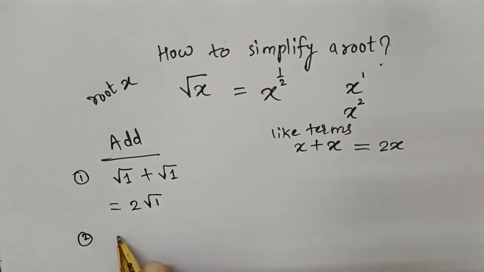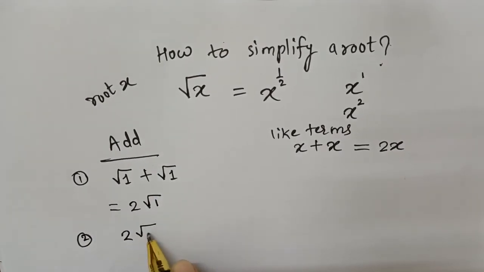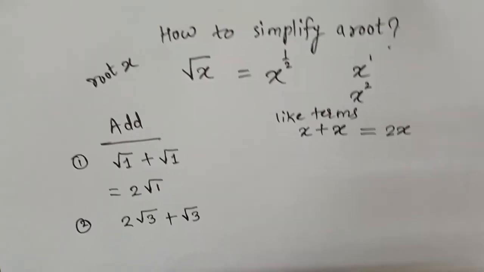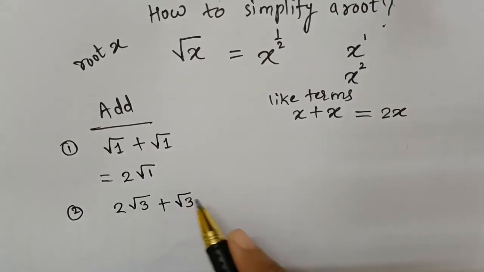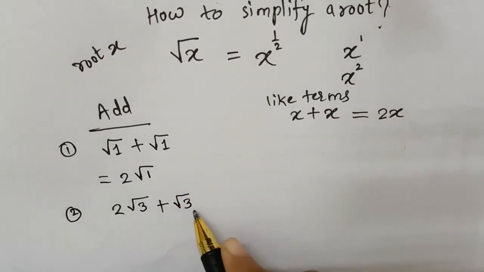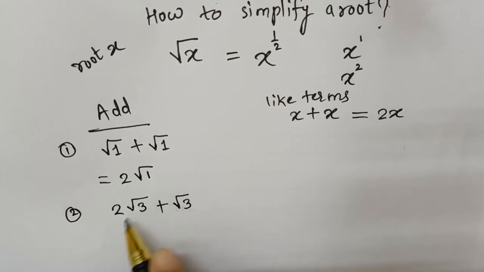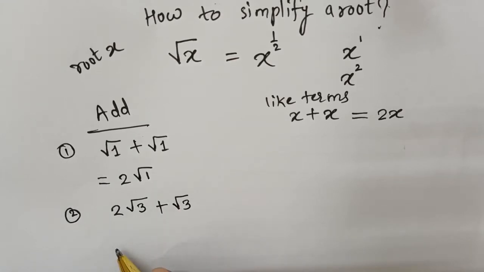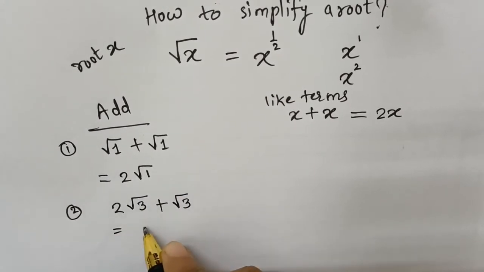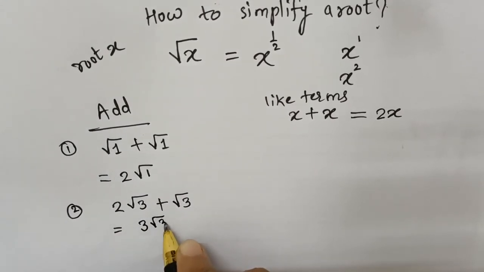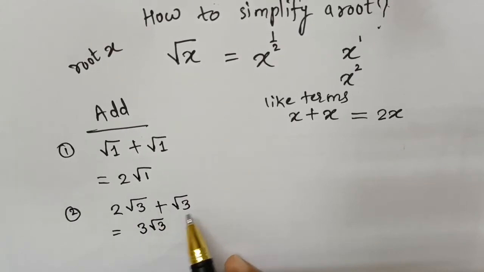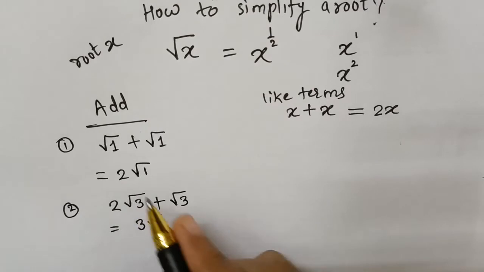Another question we have, for example, you want to add 2 root 3 plus root 3. So how to add 2 root 3 plus root 3? Consider again this is x, this is also x, and 2 is a coefficient. So you can take it as 2 plus 1, which is 3 root 3. Just consider it like x, and this is also x. 2x plus x is 3x, in the same way 3 root 3.